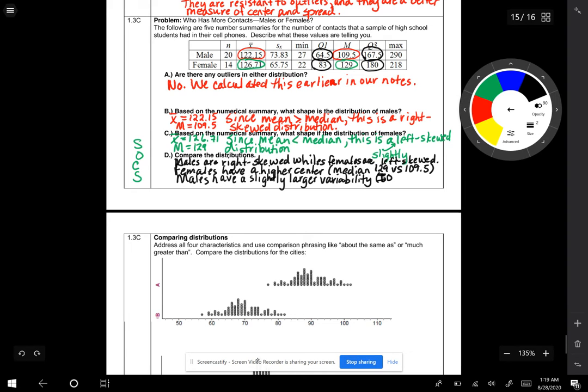IQR, 103 versus 97. And lastly, neither distribution has outliers. You know, when you're writing, you can always do shorthand. These are your notes. But for certain symbols, don't take a shortcut, and you will get docked for that on any kind of exam.